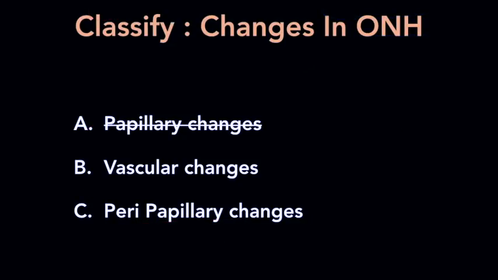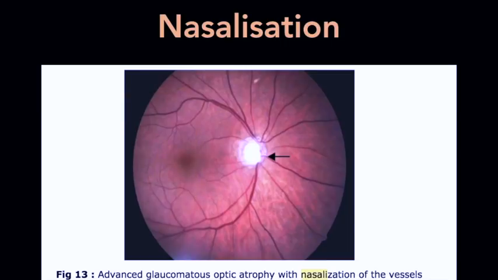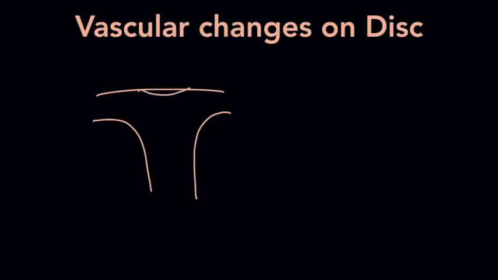So far we have discussed the papillary changes, that is the changes which happen in the vessels, and now we'll quickly move on to the vascular changes. The concept of vascular changes is very, very easy. Now consider this. This is going to be a normal optic disc with a physiological optic cup.